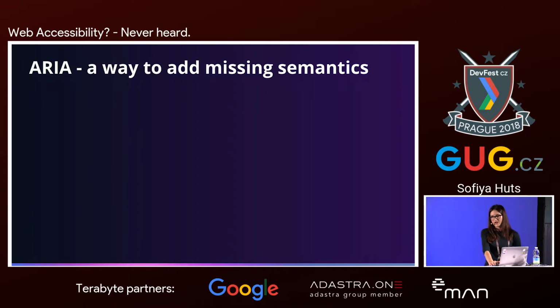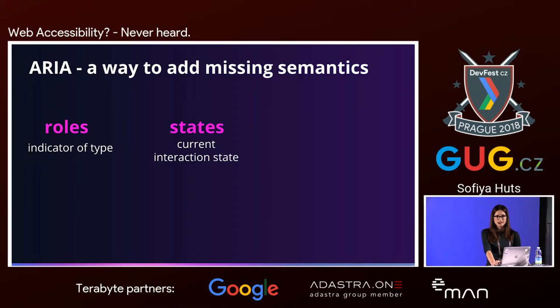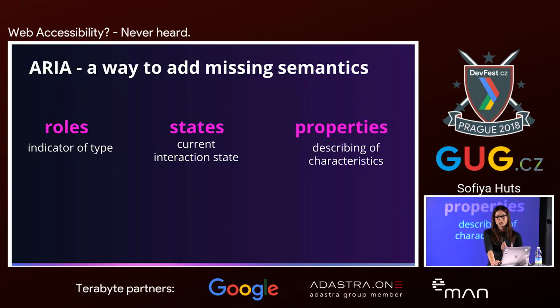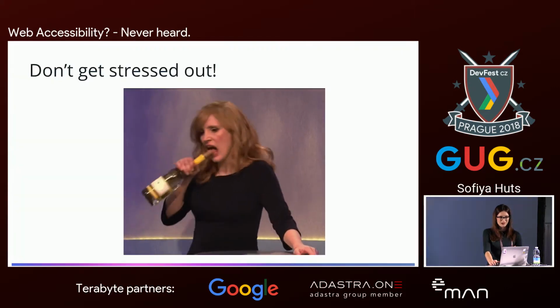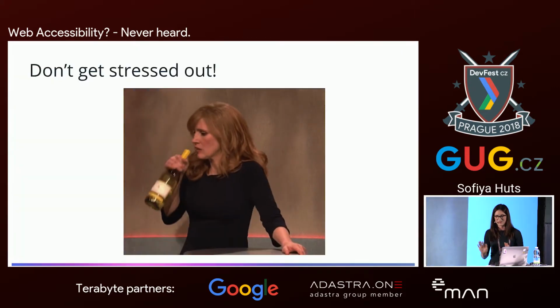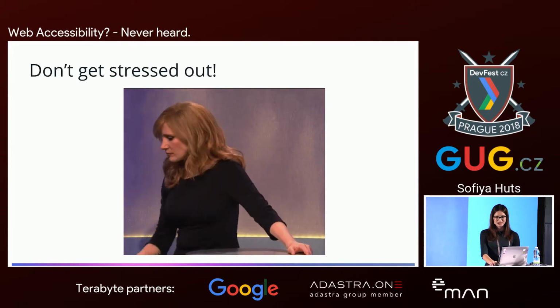So as I said, ARIA is a way to add missing semantics, and there are 3 types of these attributes: roles, like menu and menu item, states, like expanded, collapsed, and also properties which can describe the different characteristics of the element. And there are a lot of them. And I know this can be stressful, but keep calm. We will go baby steps.